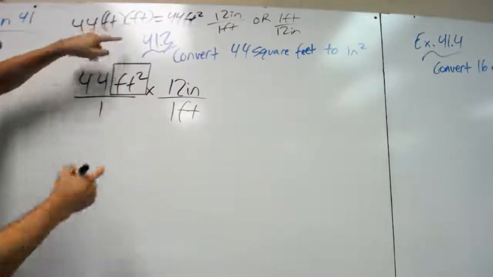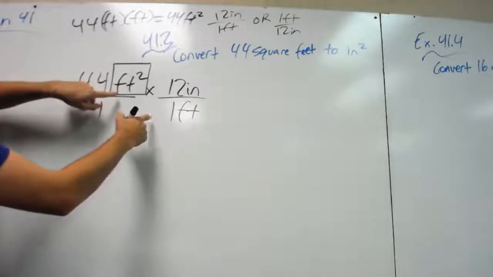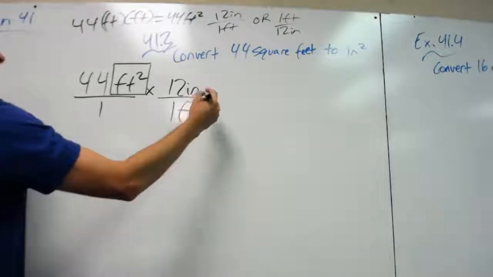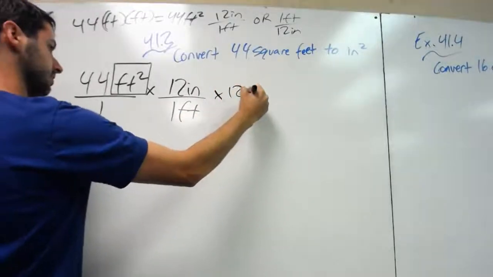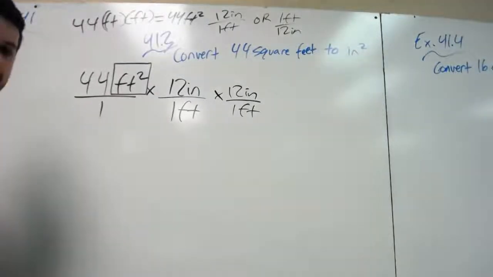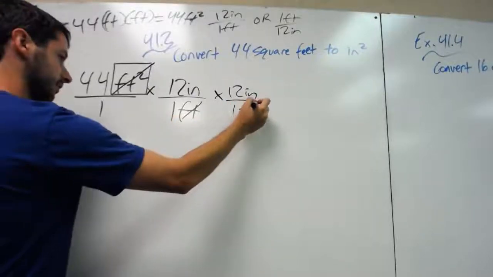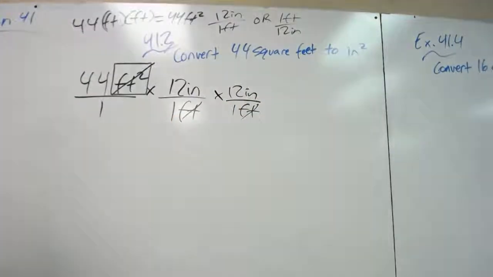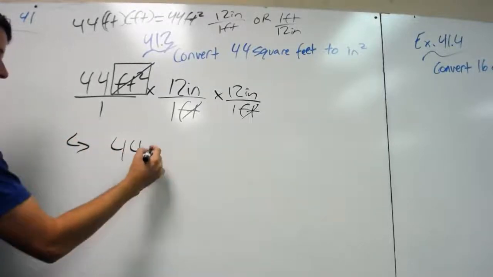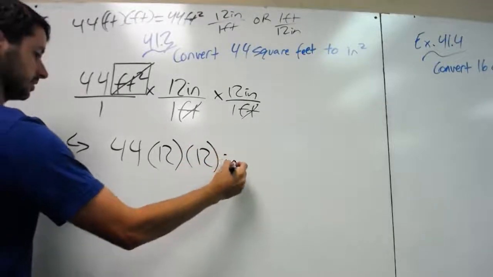So right now here, we would actually only be canceling out 1 foot, or one of the feet squared. So we have to do it twice. We have to do times 12 inches over 1 foot again. And then we can actually cancel out feet squared and feet squared. And so then we would be left with our answer of 44 times 12 times 12 inches squared.